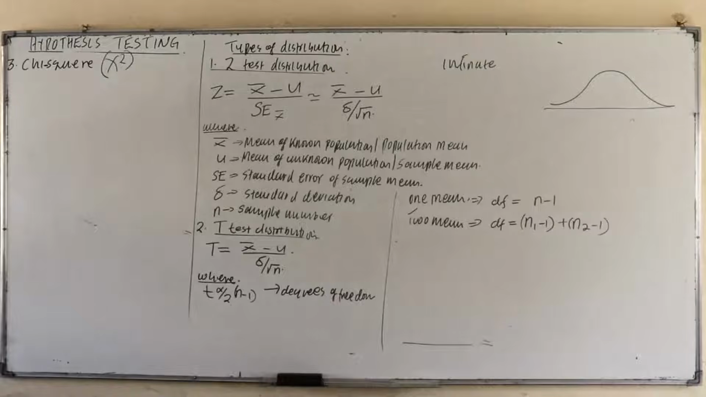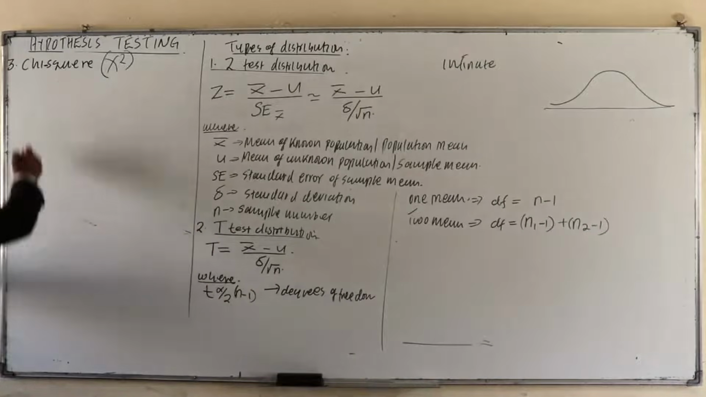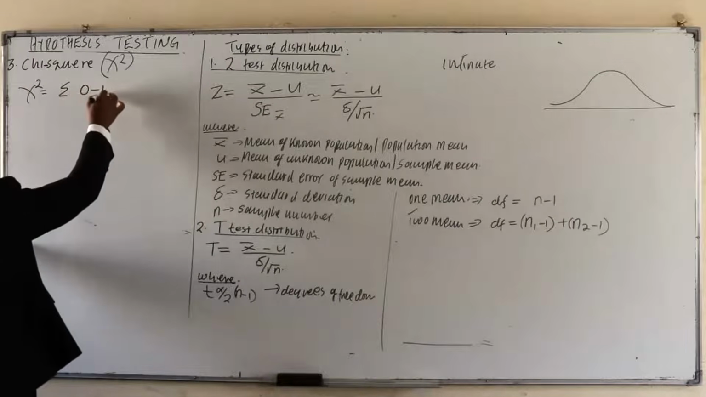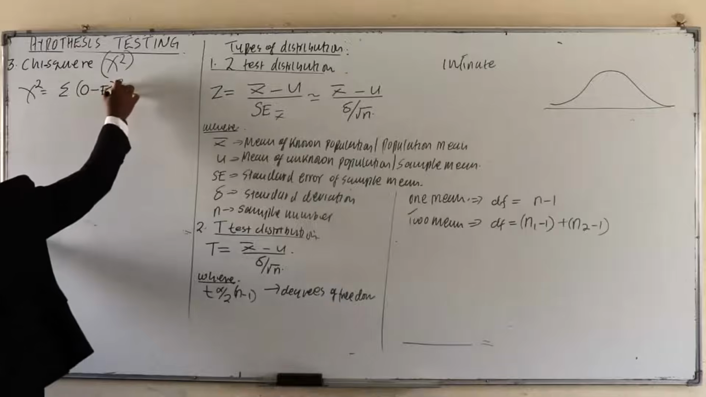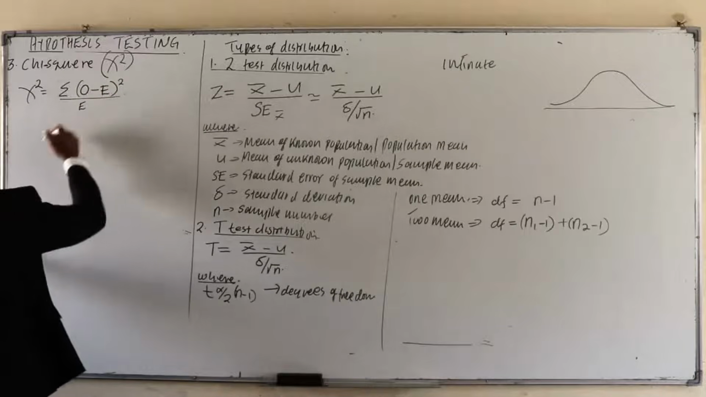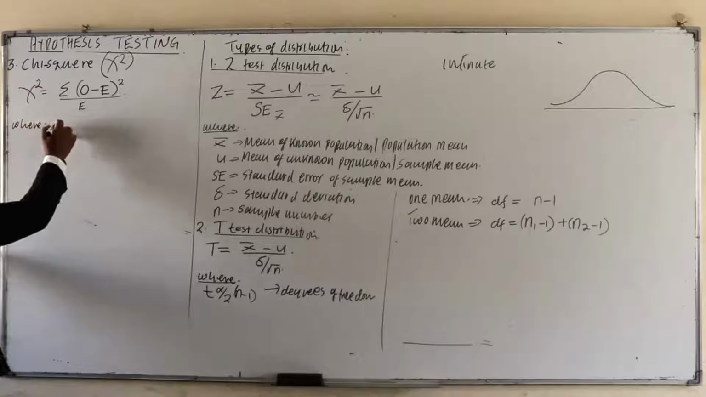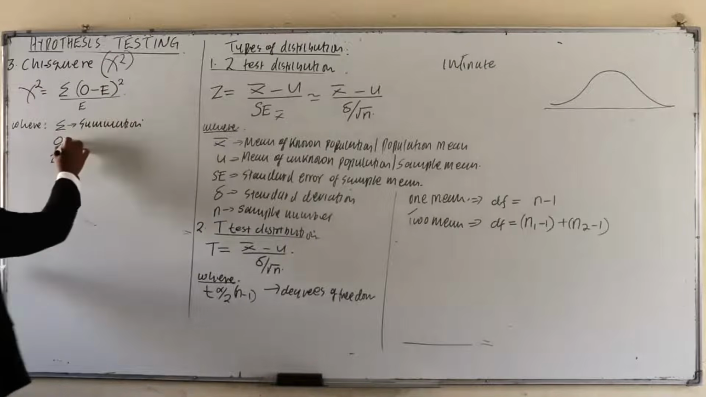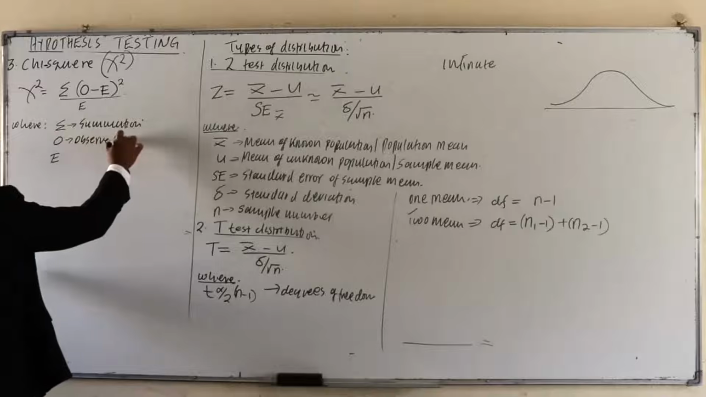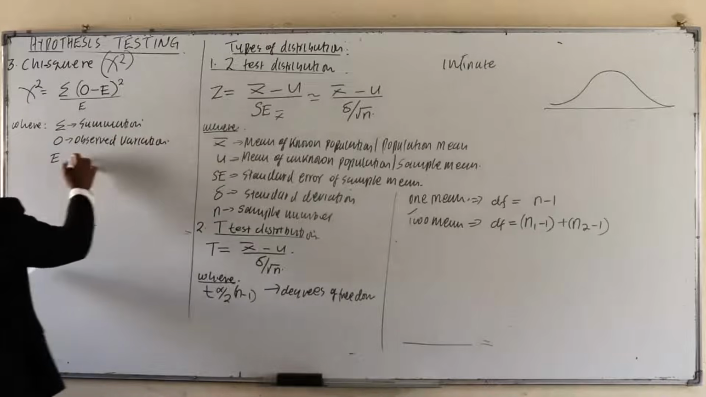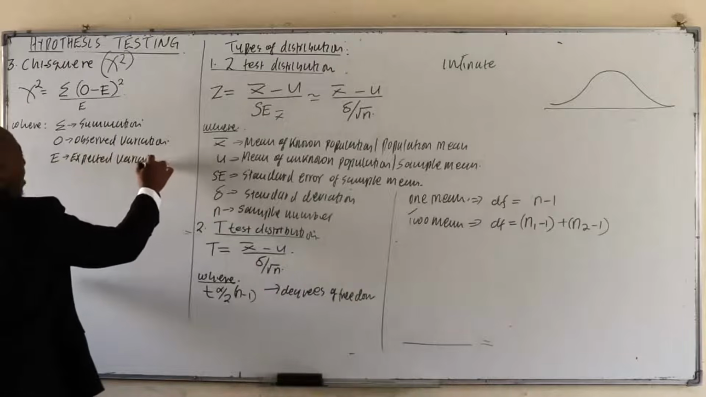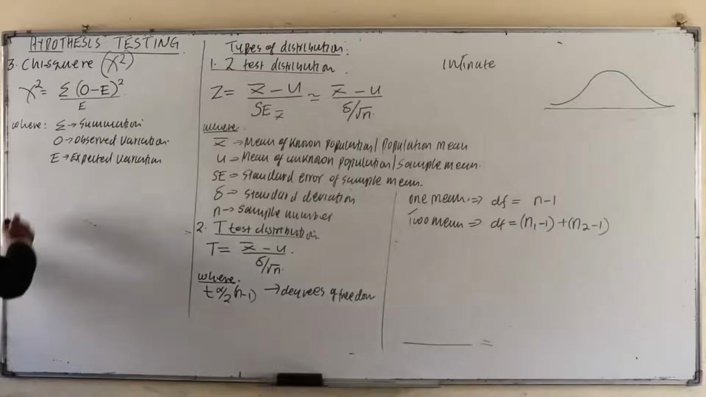It's evaluated as follows. To get the chi-square, you take the summation of observed minus expected, squared, and divide by expected, where the summation sign means the summation, O is the observed variation, and E is the expected variation. And how do we get degrees of freedom?